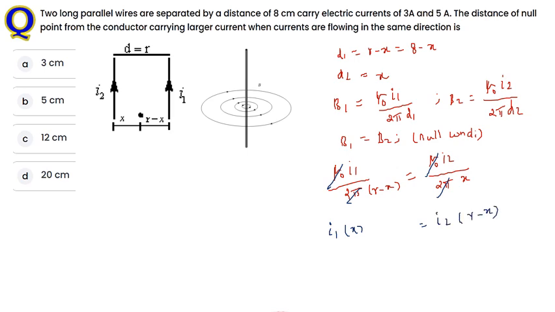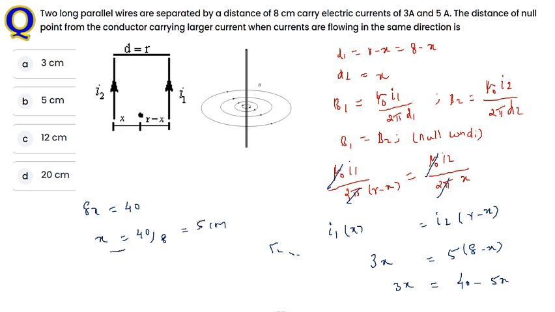Now this one, I1 value here is what they have given, 3 ampere of current, 3x. That one will be equal to I2 here, 5 ampere of current, R value here is 8, minus x. Now you just simplify here. 3x will be equal to 40 minus 5x. So total what you are having here: 3x plus 5x here is 8x. That one will be equal to 40. So x is equal to 40 divided by 8. So what you are going to have here is 5 centimeter. So the x value, that means what you have given here, is 5 centimeter. That is the answer.